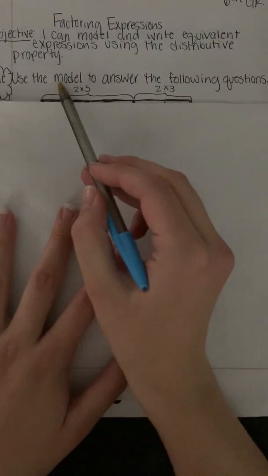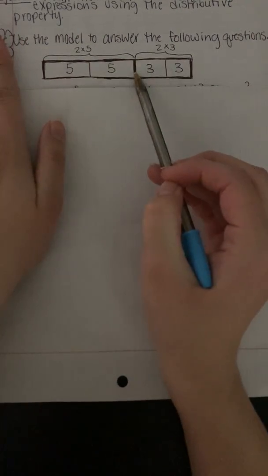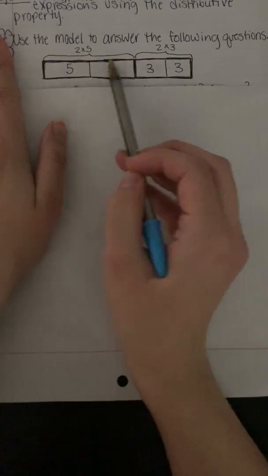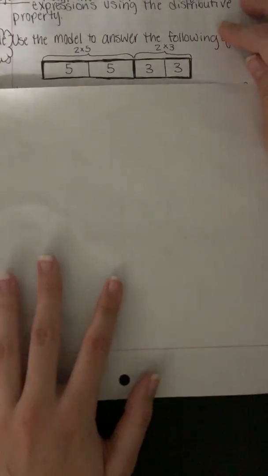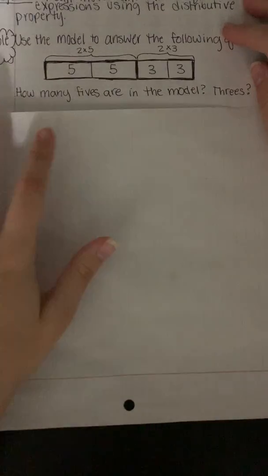So use the model to answer the following questions. Here's our model. So we have one large bar and we've divided it so that we have here 2 times 5 and here 2 times 3, and go ahead and fill in the numbers. Make your model look exactly how mine looks. And so now we're going to use the model to answer some questions. So the first question is, how many 5s are in the model?